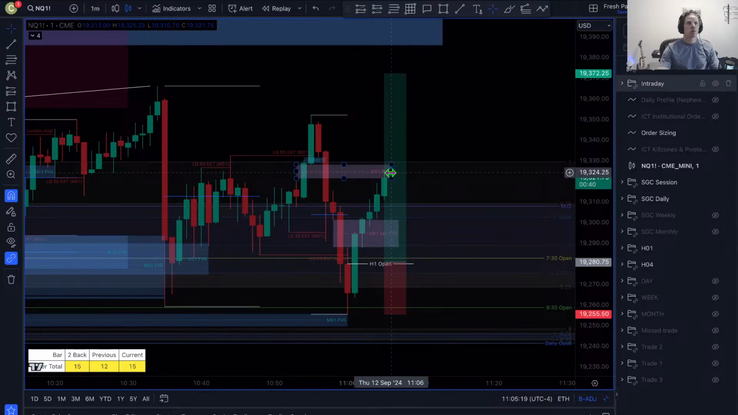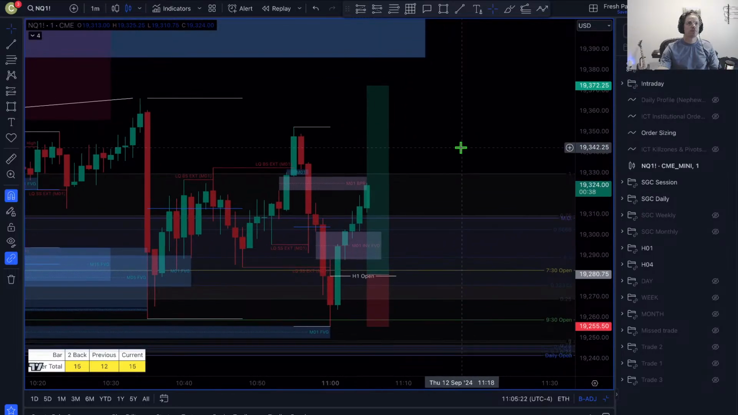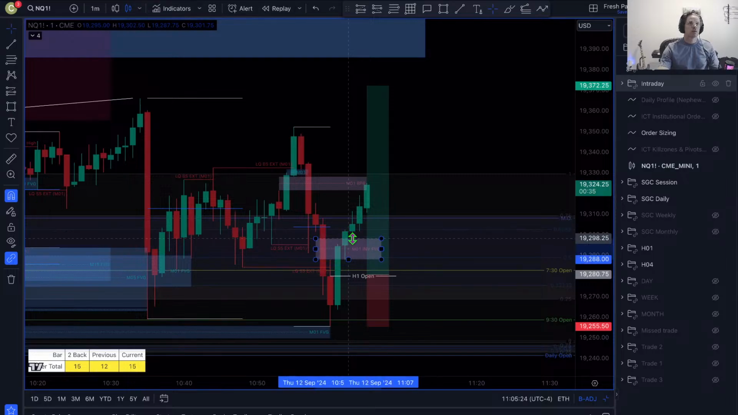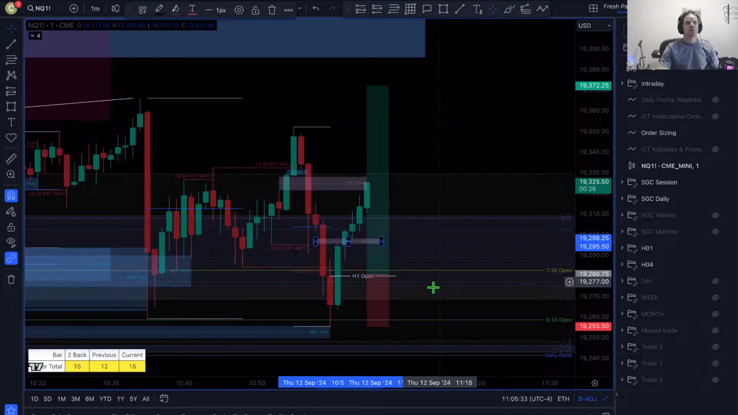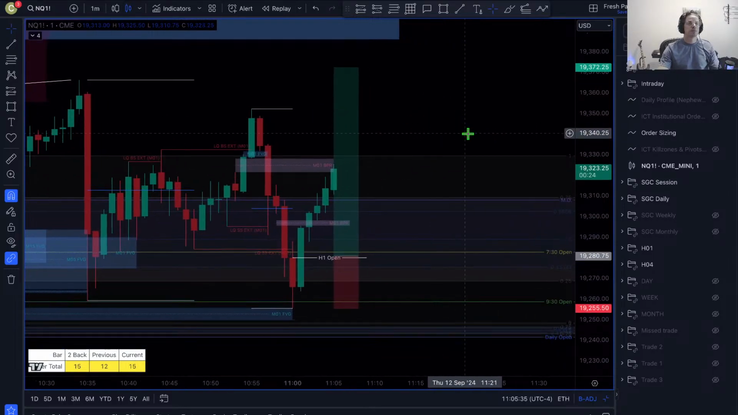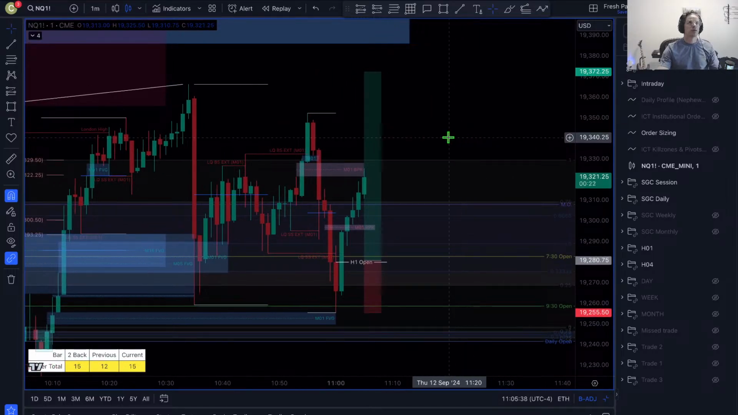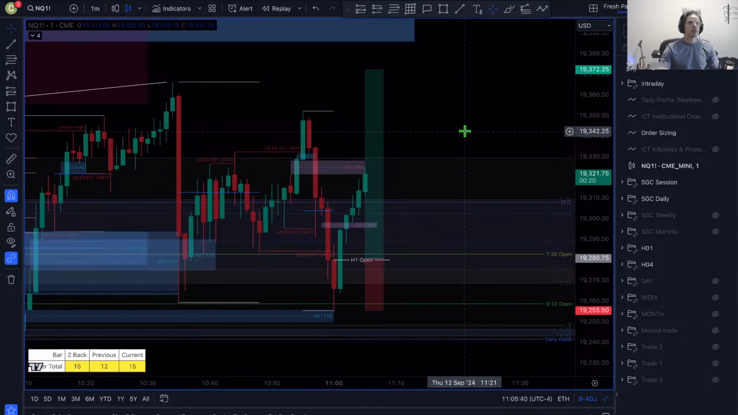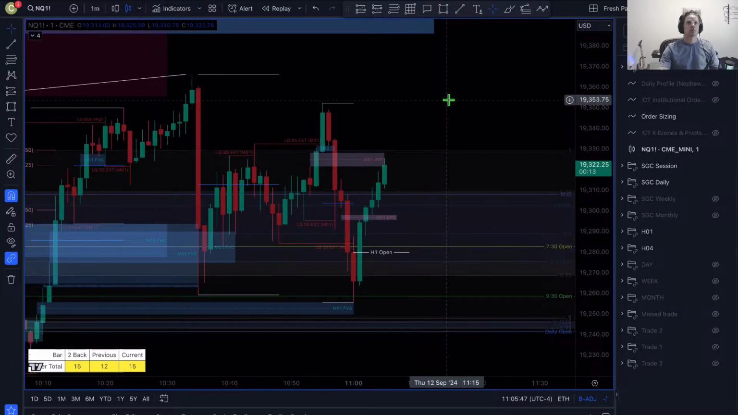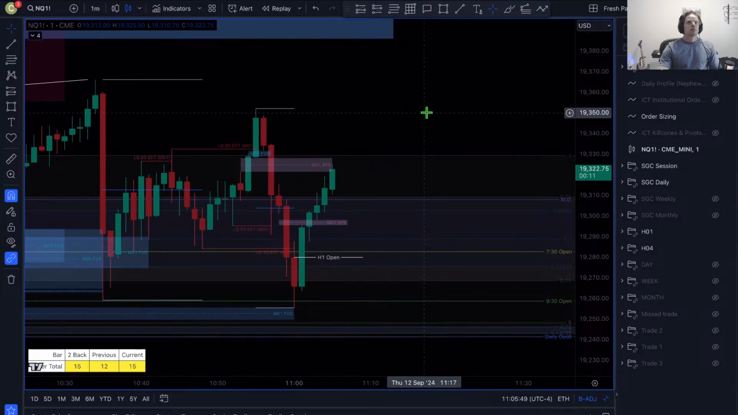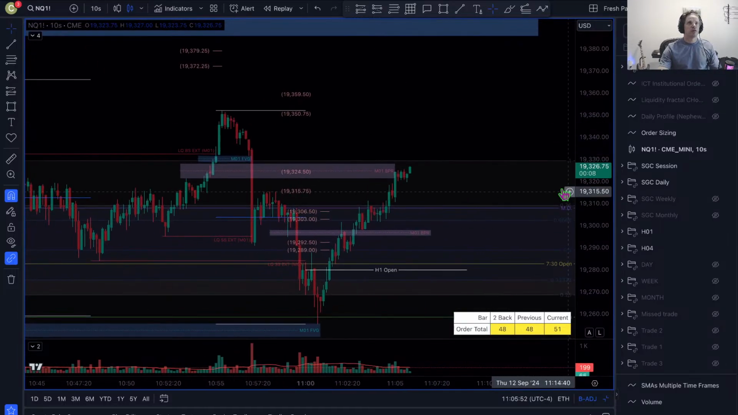M1 BPR. It's essentially a balanced price range now for the longs. Notice we haven't broken any highs. Just gonna clear this from the chart right now. But we're back above all these opens.